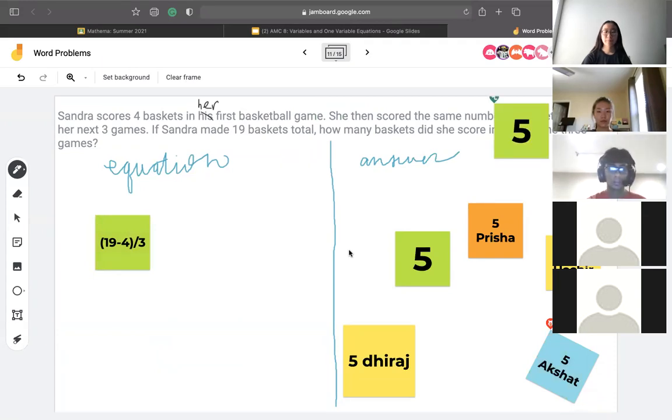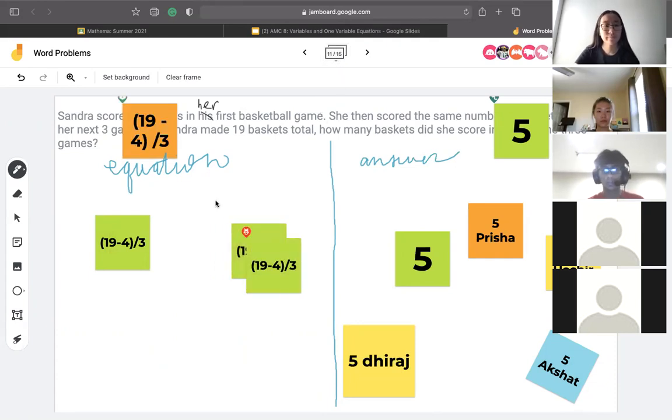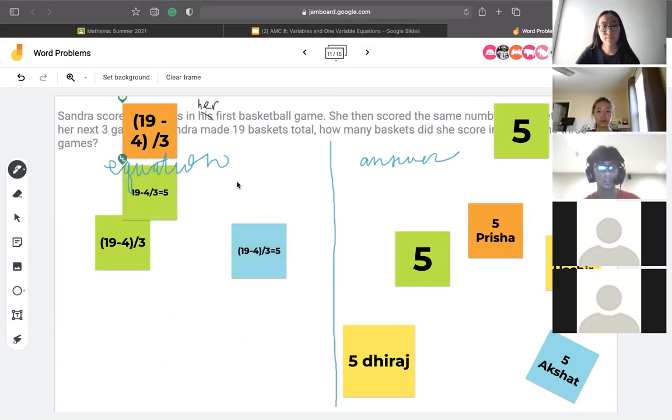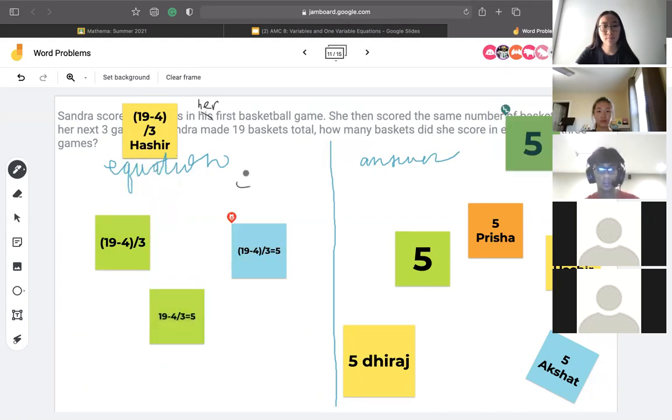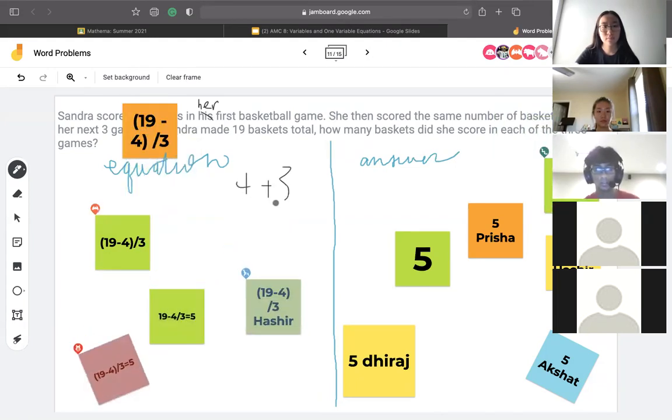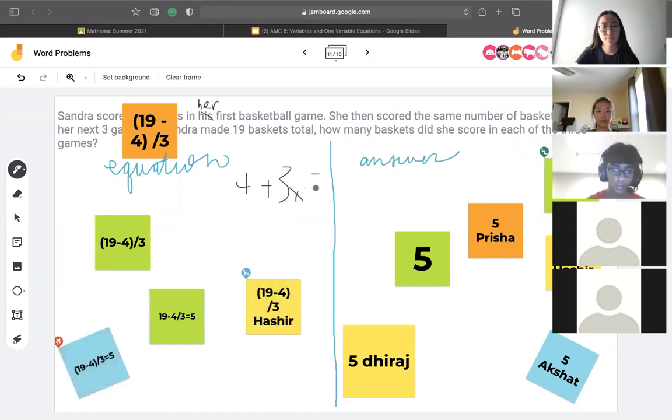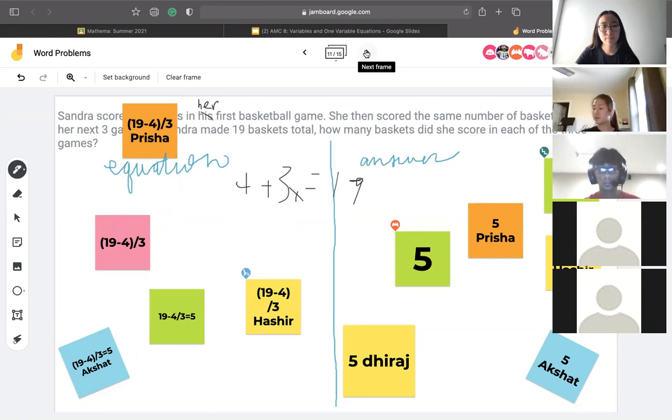Okay, so I see 19 minus 4 divided by 3, and that's going to be equal to 5. Okay, that's correct. So 4 baskets in her first game. So 4 plus, and then she scored the same number of baskets in each of her next 3 games. So 4 plus 3 times the amount of baskets she scored in each game. So 4 plus 3x is going to be equal to 19. You subtract 4 from both sides to get 3x is equal to 15. And then you get x is equal to 5 when you divide both sides by 3. Okay, 4 plus 3x is equal to 19, not 17.